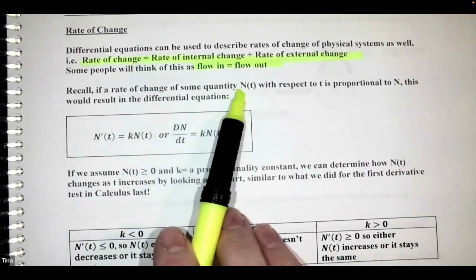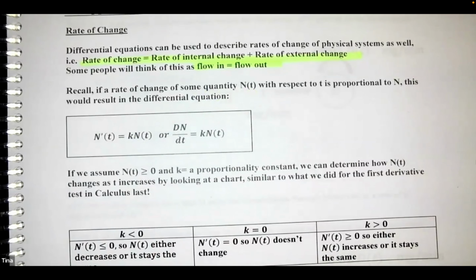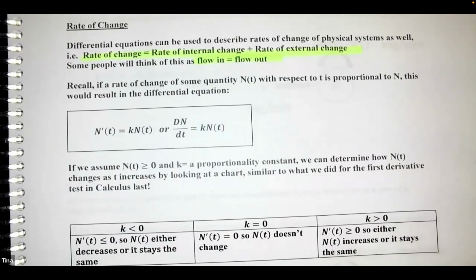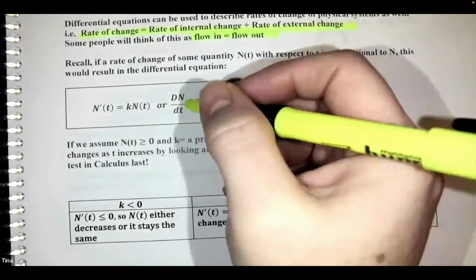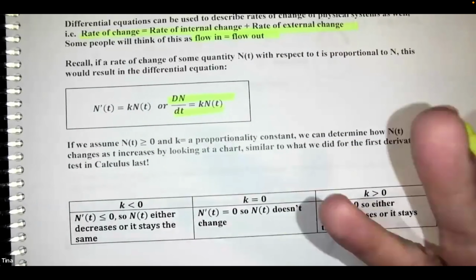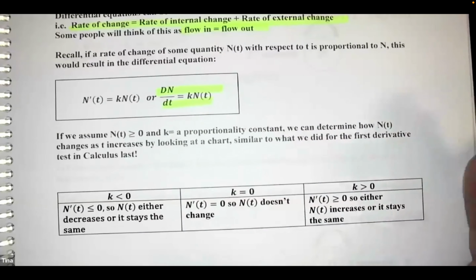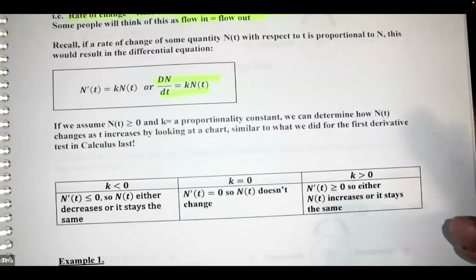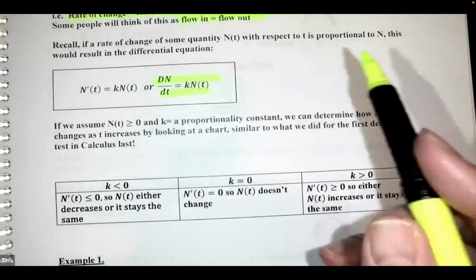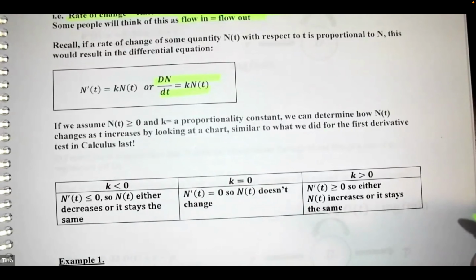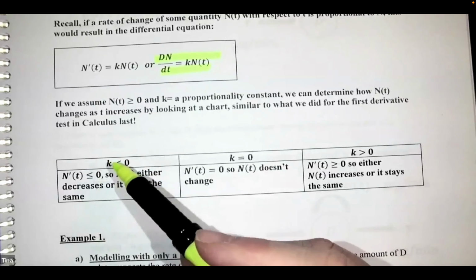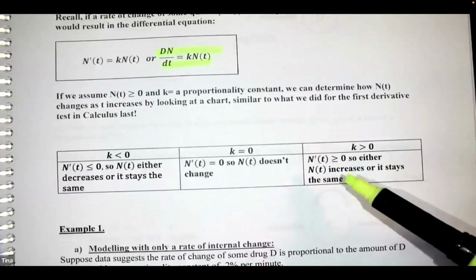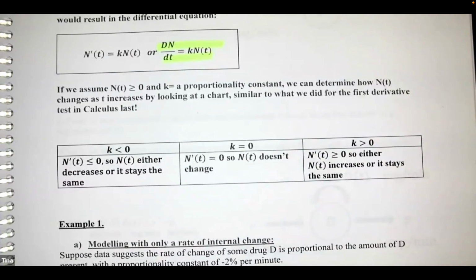If a rate of change of some quantity N, or N of t, with respect to t is proportional to N, then it would just be dN by dt is some constant k times N. That's proportional, and k would be some proportionality constant. And of course you can test the signs, kind of like we did in our first derivative chart last semester.